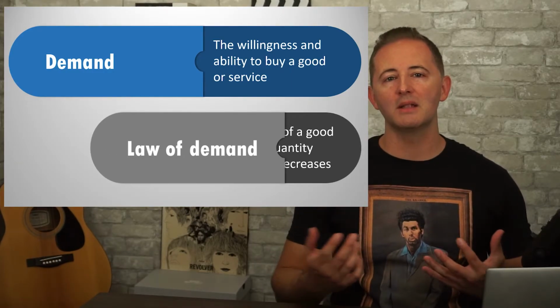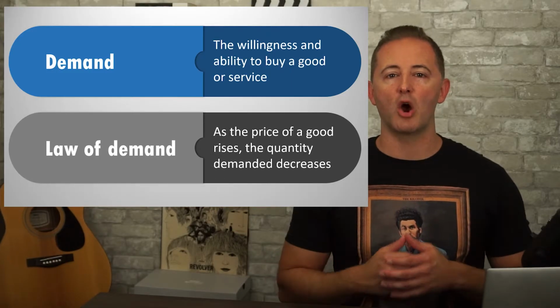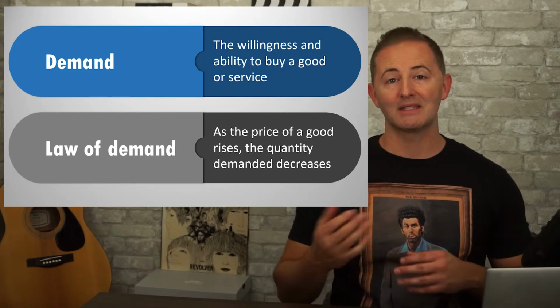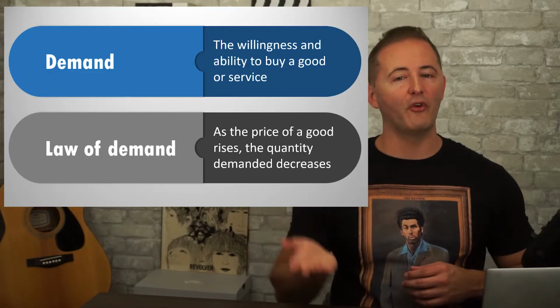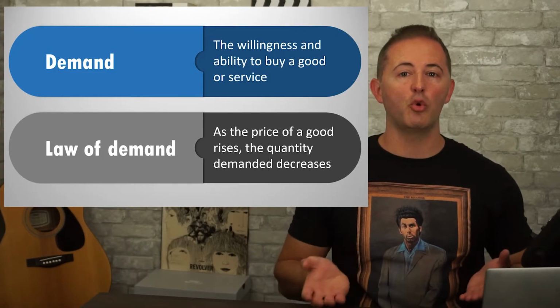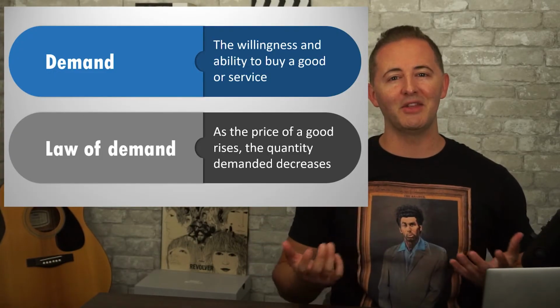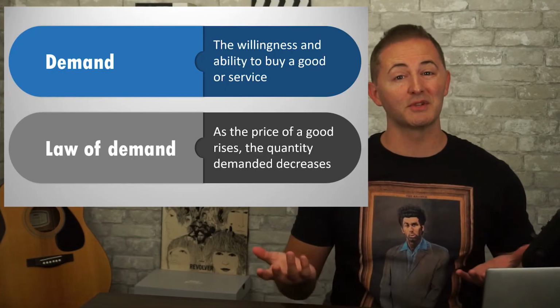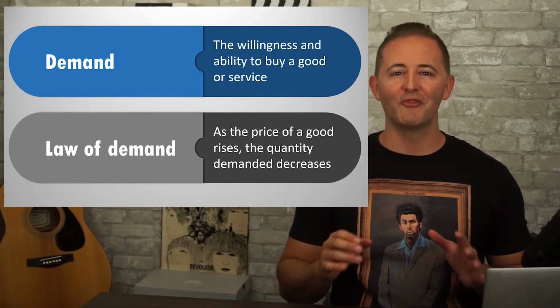The law of demand tells us that price and quantity demanded are inversely related. As the price rises, quantity demanded falls. And as the price falls, quantity demanded rises. This is basically the economist's way of stating the obvious: consumers like low prices. Okay, so far so good.